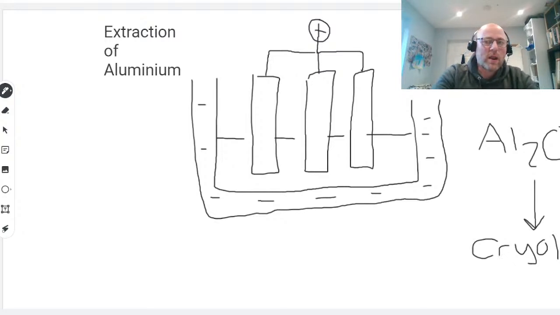So cryolite, guys, this reduces the melting point, so it's good for the environment, less carbon dioxide released, and you save money, so very good. That lowers the melting point. Anyway, what are the ions inside?